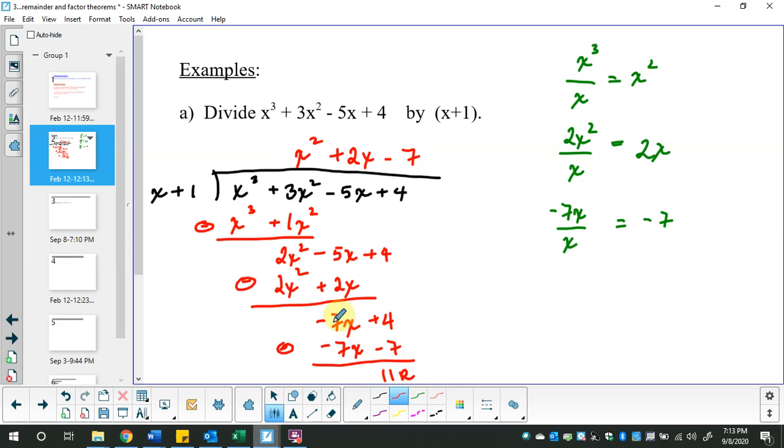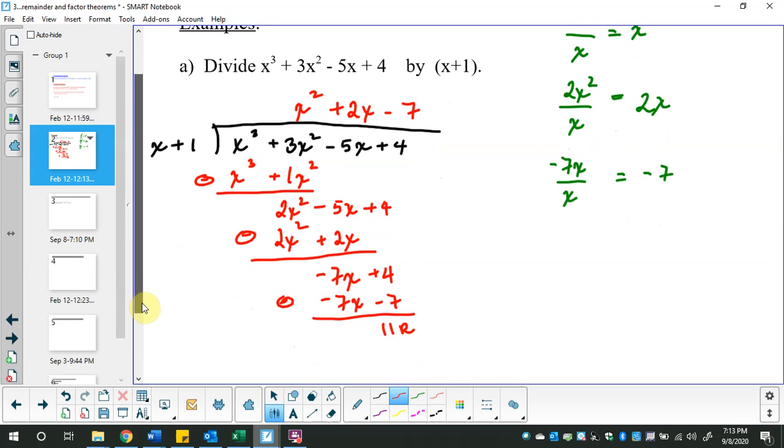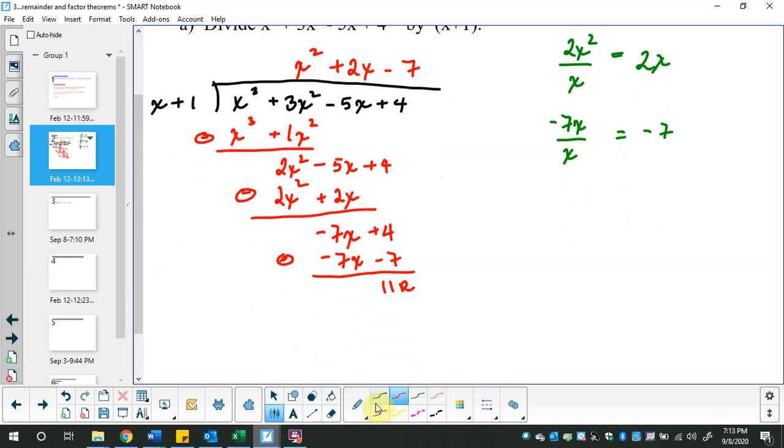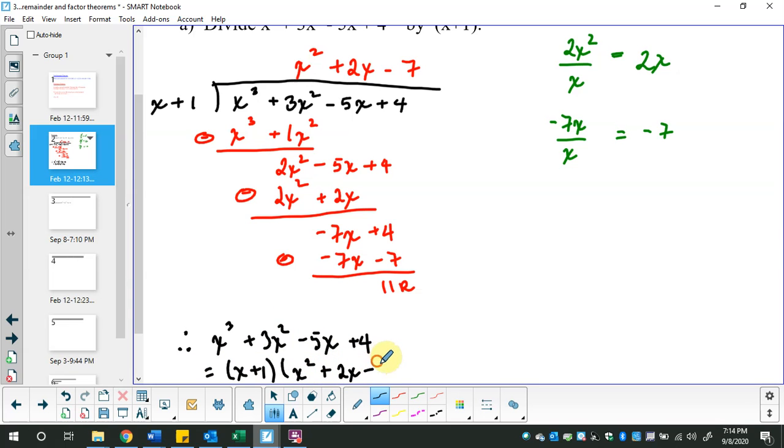So I end up with a division statement: x cubed plus 3x squared minus 5x plus 4 is equal to, I divided by x plus 1 because I was asked to, got x squared plus 2x minus 7 with a remainder of positive 11.